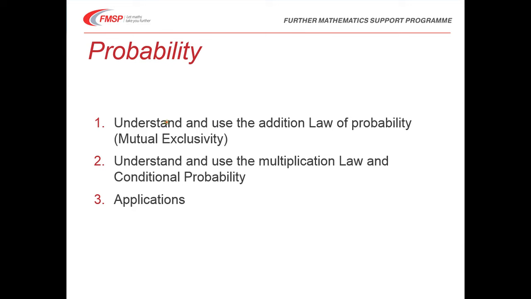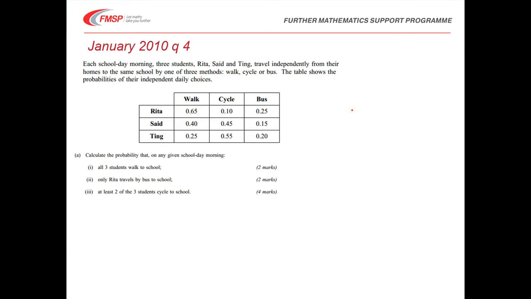One is to understand and use addition laws when we're dealing with mutually exclusive events. The other one is to understand and use the multiplication laws when we're dealing with independent events, and also if they're not independent events, and also we're looking at the situations that underpin the idea of conditional probability, and of course we're looking also at how we can apply these to the various situations at hand. So, straight in with some questions.